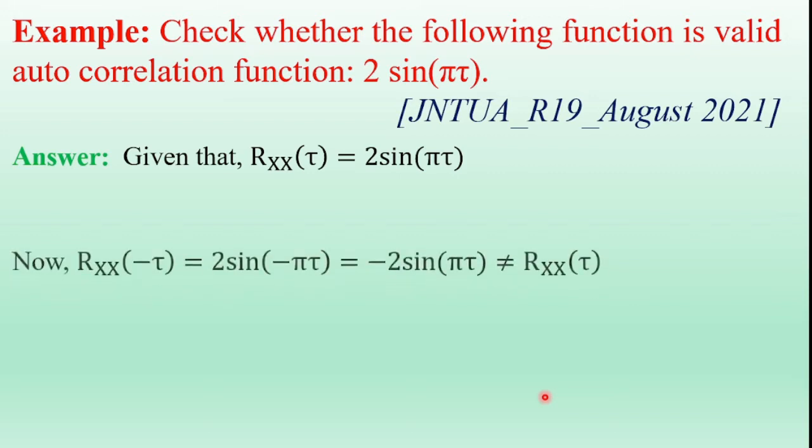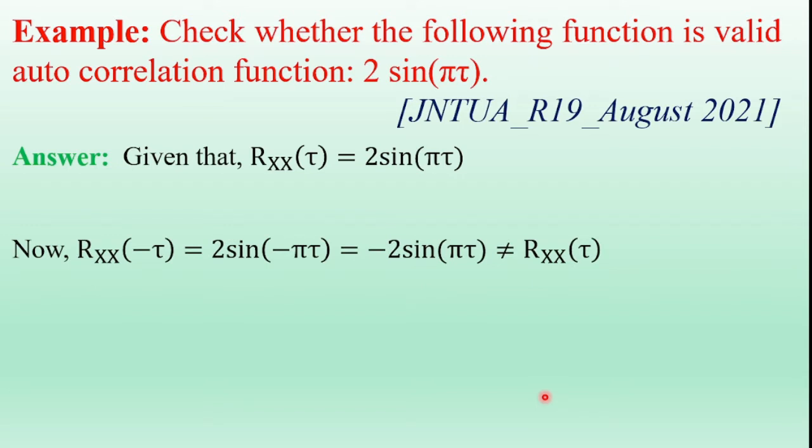So we know one of the properties of the autocorrelation function: the autocorrelation function is an even function of tau. That is, Rxx of minus tau is equal to Rxx of tau. If that condition is satisfied, then the given function is a valid autocorrelation function, otherwise it is not a valid autocorrelation function. And this is the given autocorrelation function.